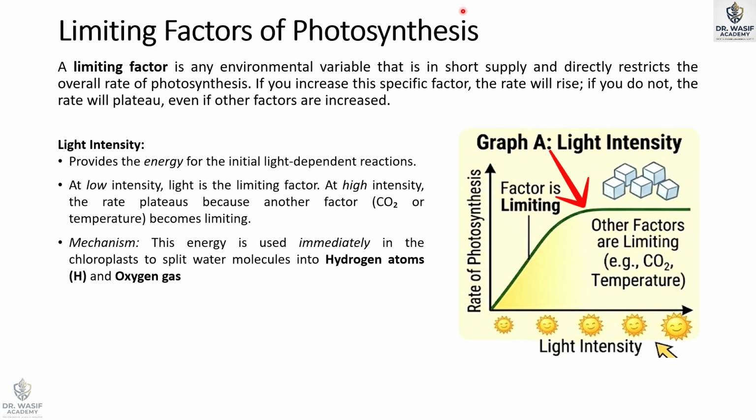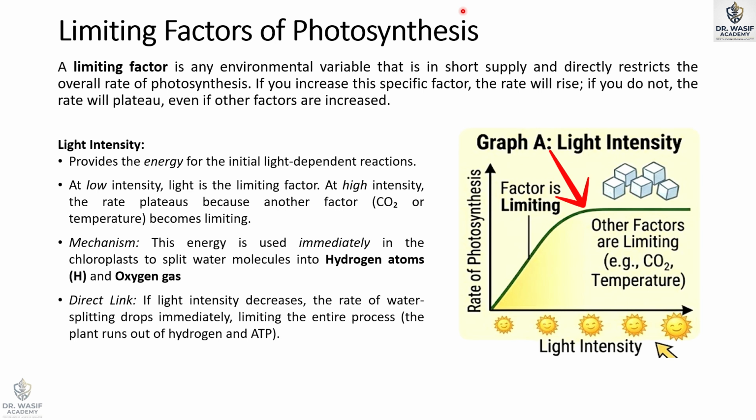So here is the direct link you need for your exam. Light energy is used in the chloroplast to split water molecules into hydrogen atoms and oxygen gas. So if light intensity drops, this water splitting stops immediately. The plant runs out of the hydrogen and ATP which it needs to build glucose, and the entire process will be shut down to a halt.